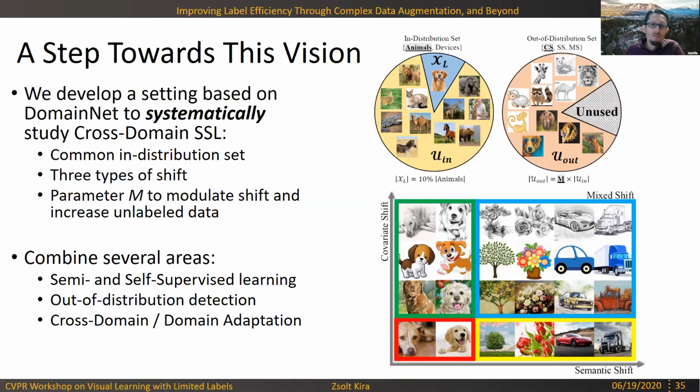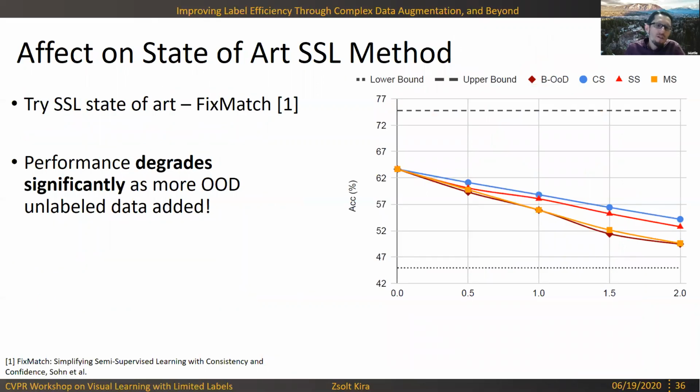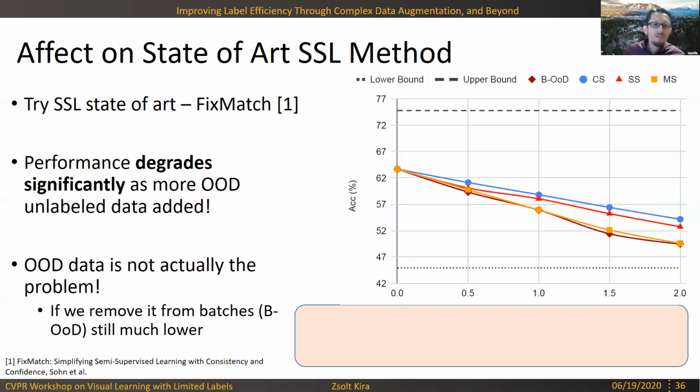and see how that affects semi-supervised learning. And so this is some preliminary result. There's going to be a lot more in our archive submission, conference submission. But in general, we do see a significant degradation as you add more out-of-distribution data. So on the x-axis here, M, or the amount of out-of-distribution data, increases. And what we see on the y-axis, which is the accuracy, is that you do get a very significant drop. Here we show CS, which is covariate shift, SS, which is semantic shift, and MS, which is mixed shift.